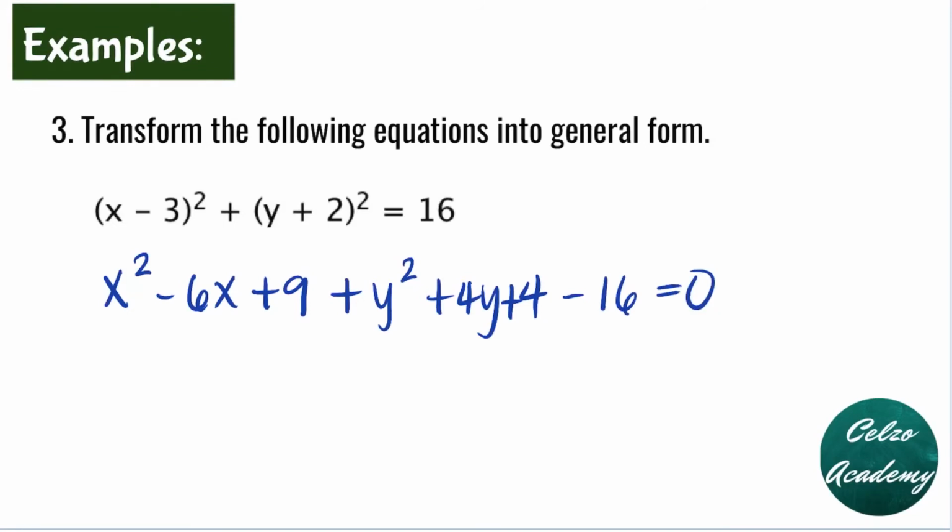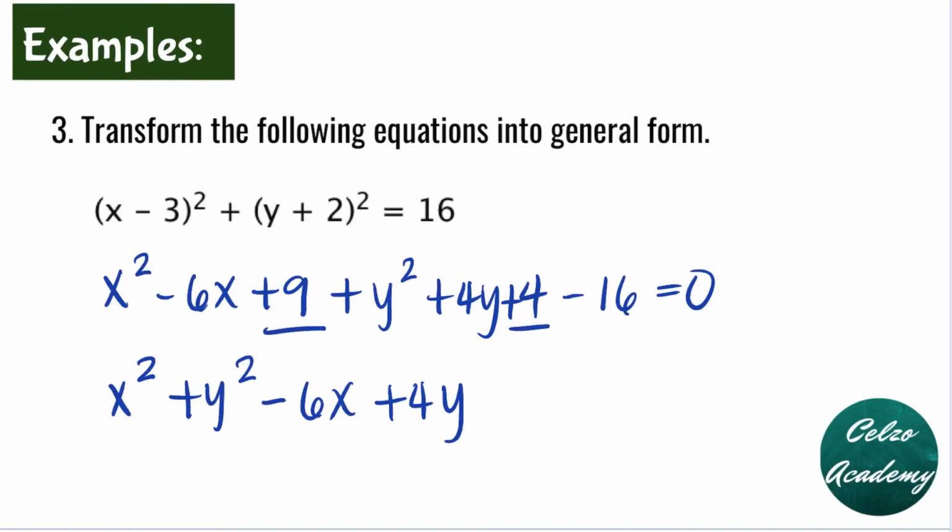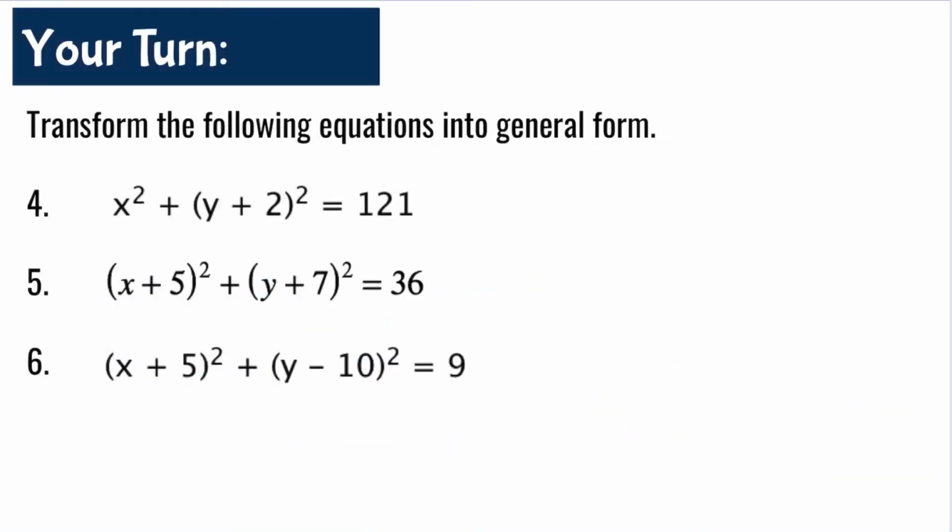Now let's arrange the terms. We will begin with x², followed by y². Then we have negative 6x, followed by 4y. And we combine the constants. 9 plus 4 is 13. 13 minus 16 is negative 3. So we have minus 3 is equal to 0. Now it is your turn to try out this problem. You may pause the video and play whenever you're ready for the solutions.